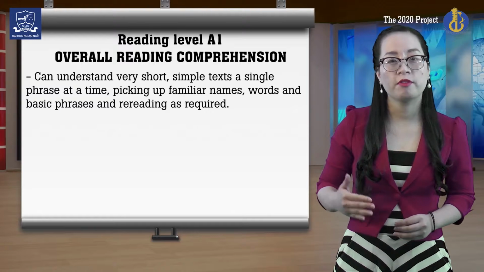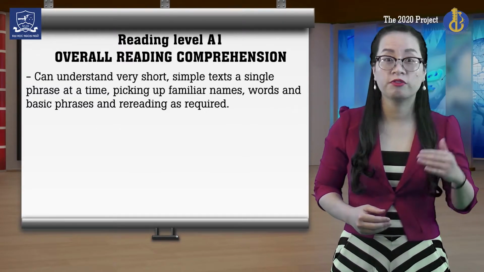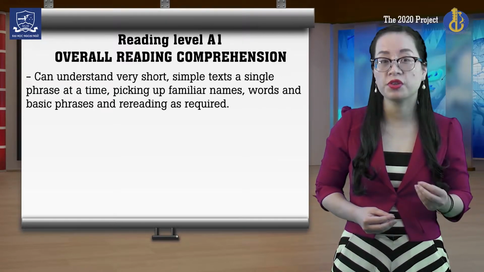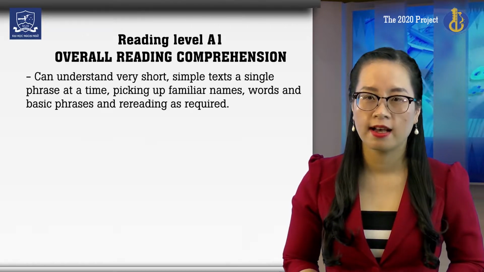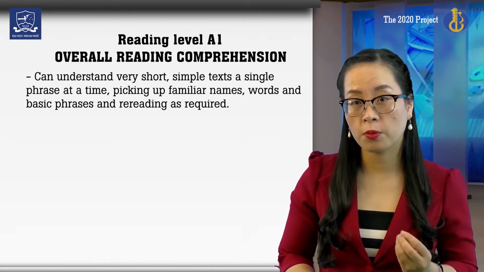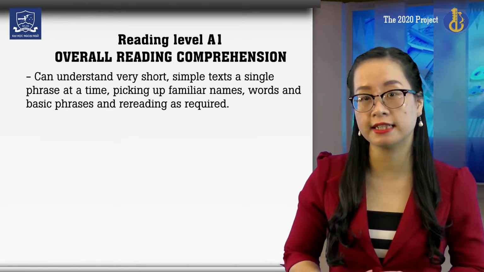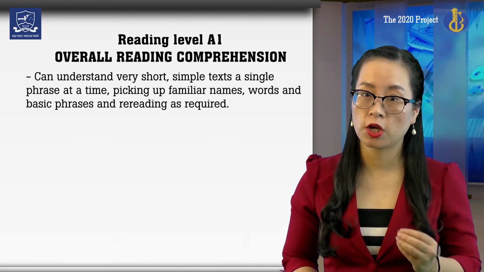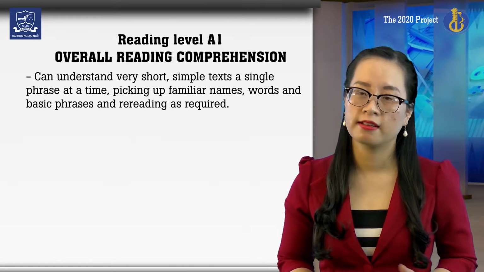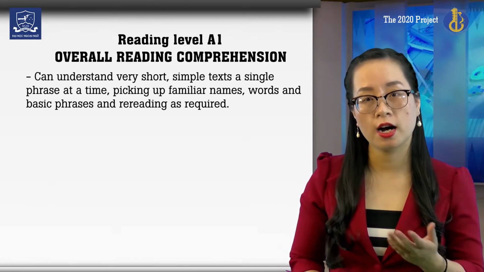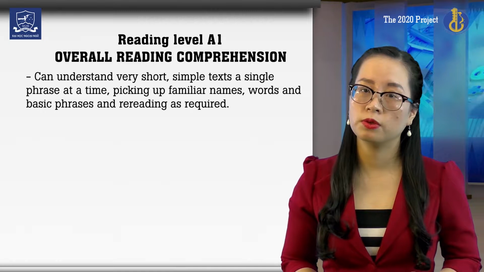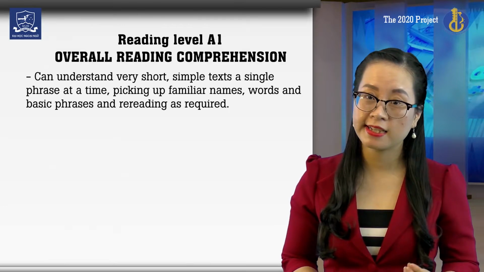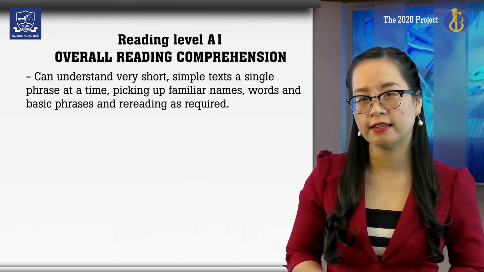Okay, you see, we have a very short, simple text, single phrases, familiar names, words, and basic phrases, rereading. To be more specific, at this level, learners can understand simple words and phrases in the area of immediate needs or on very familiar topics. We can name some familiar topics like their personal details, that is, their name, age, address, nationality, school with school subjects, class objects, or timetables, basic signs and notes such as no parking or keep left.